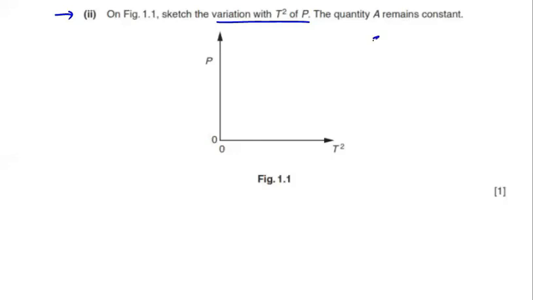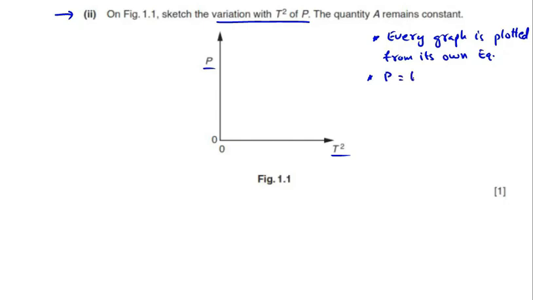Students, first of all, note that every graph is plotted from its own equation, an equation that relates the quantities taken on the y and x axis. So, to be able to plot a graph of P against T squared, we need an equation that relates P and T squared. Fortunately, that equation has been given in the question, in the previous part actually, but we are going to use that equation in this part.